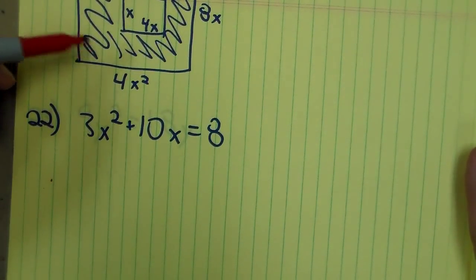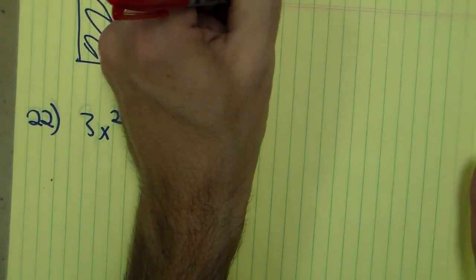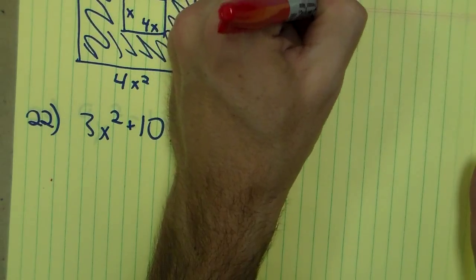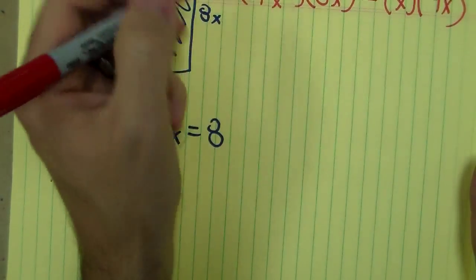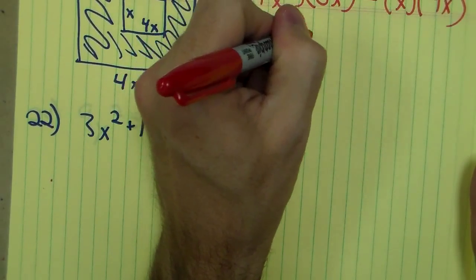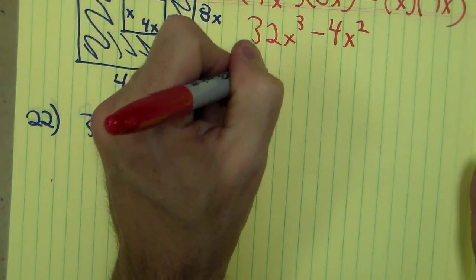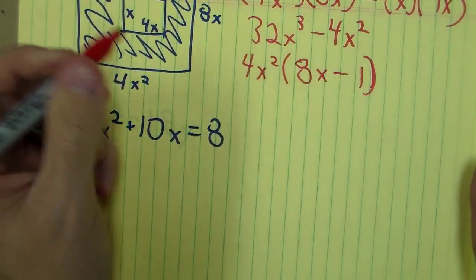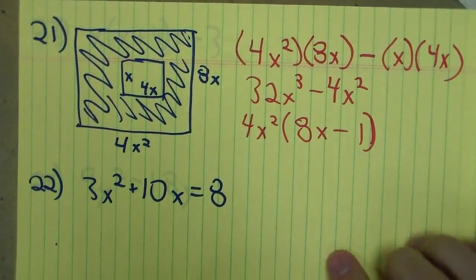For 21, you need to find the area of the shaded region in factored form. So the area of the whole thing is going to be 4x squared times 8x, and we're going to subtract from that the area of x times 4x. So we get 32x to the third minus 4x squared. I can factor out a 4x squared from each, and I get 8x minus 1. That's the solution. That's the factored form.